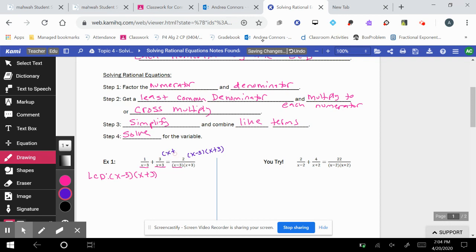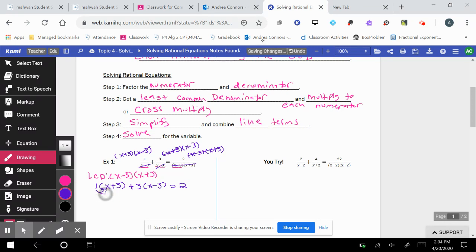That's step 2. And I'm going to cross out the denominators on top and bottom. So the x minus 3's cancel, the x plus 3's cancel, and everything cancels. So you're left with 1 times x plus 3 plus 3 times x minus 3 is equal to 2. And now you just have to simplify.